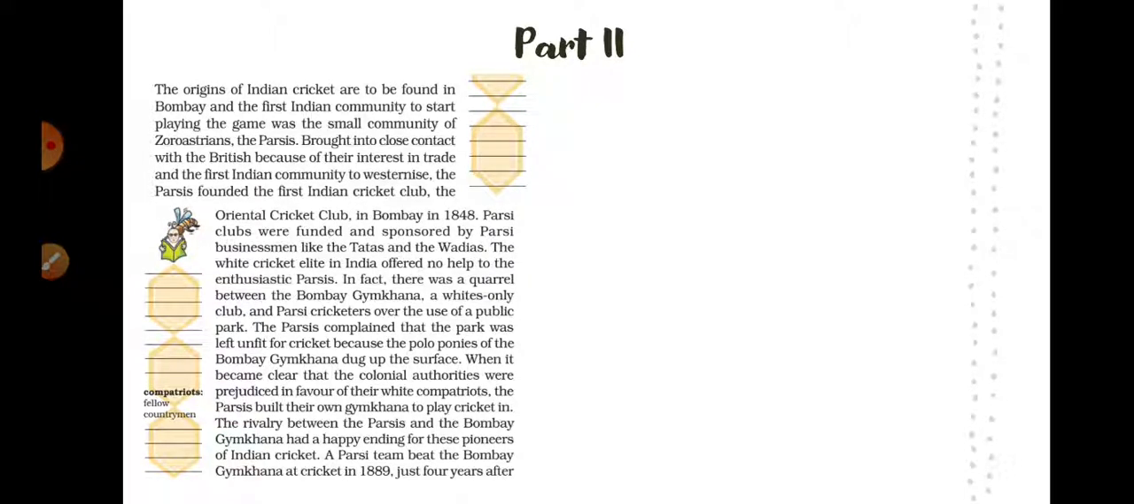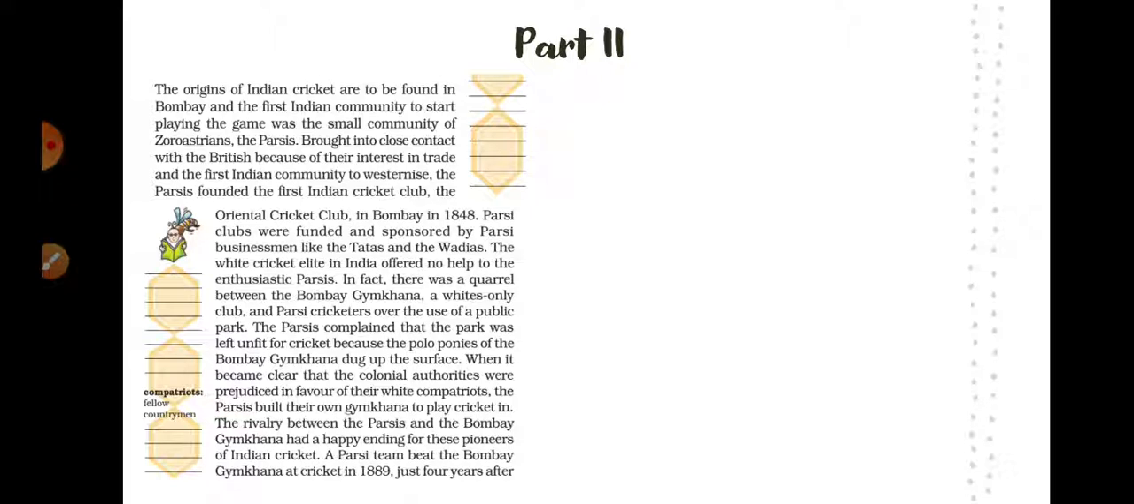Now let's come to the second part. The second part deals with the history of Indian cricket. How did cricket come to India? We all know that India was colonized by the British for a long time, and it was through them that cricket entered India.